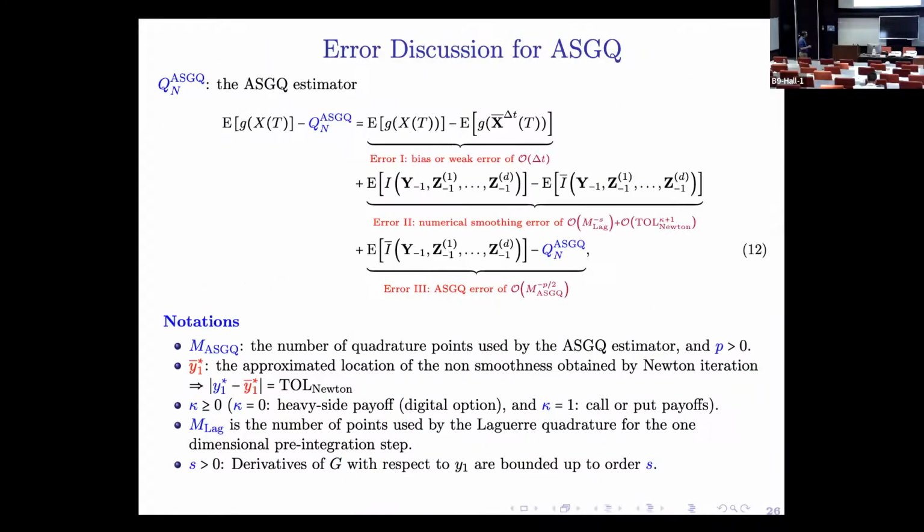And that's why you see here, in the estimates that we provide, a contribution that comes from the quadrature error with respect to the number of Laguerre quadrature points. And this will be related to the error coming from the root find. The last contribution is the adaptive sparse grid quadrature error. As we have shown, it will have the following rate of convergence.